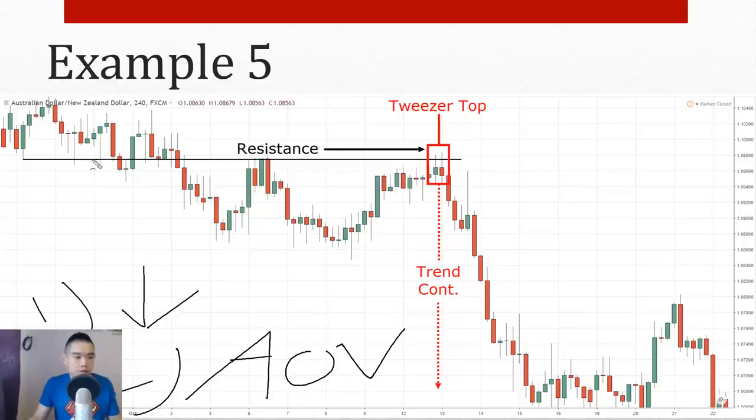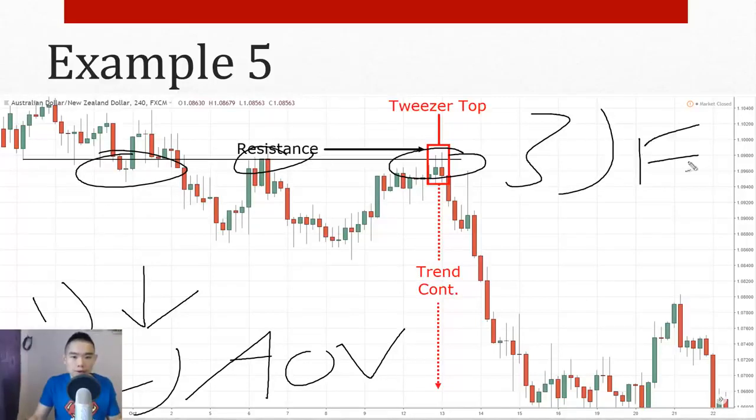What is the area of value? This one over here. Resistance, previous support acting as resistance. Okay, number 3, what is the entry trigger?